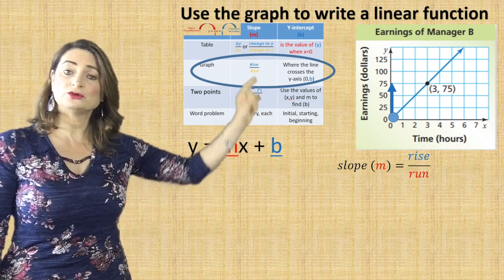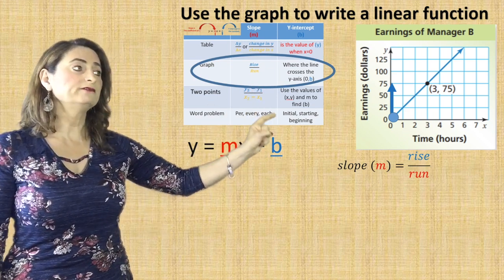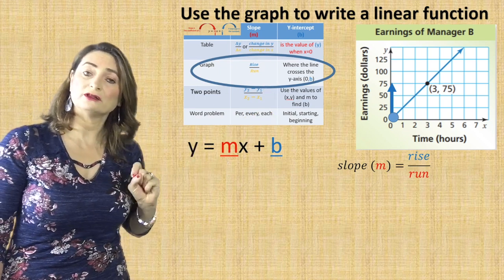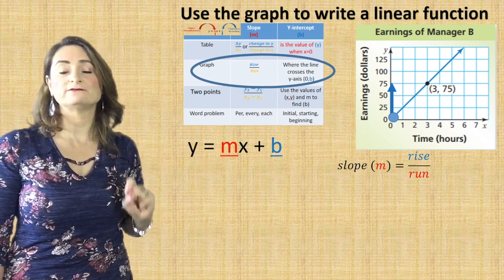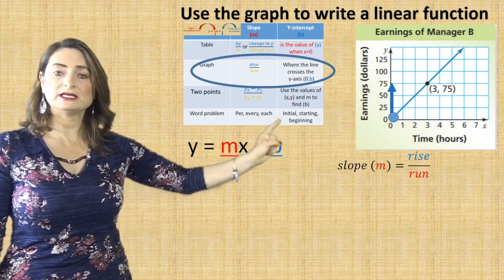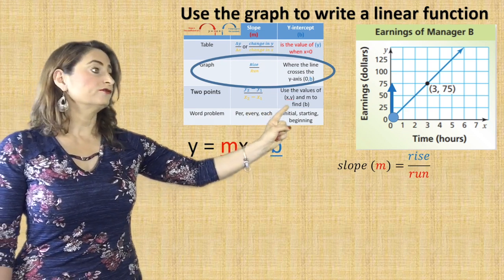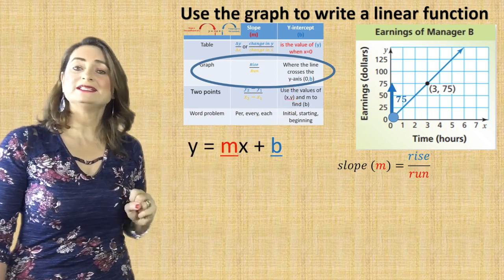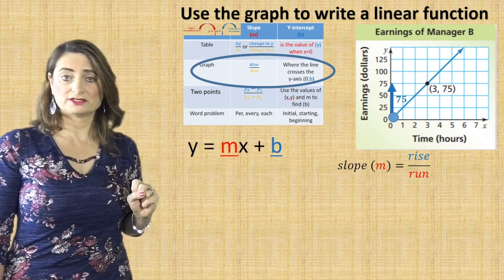Am I going 1, 2, 3? Or am I going 25, 50, 75? Because the y-axis is counting by 25. So please pay attention to the scale. That's the biggest mistake students will make. So from 0 to 75, that's an increase of $75.